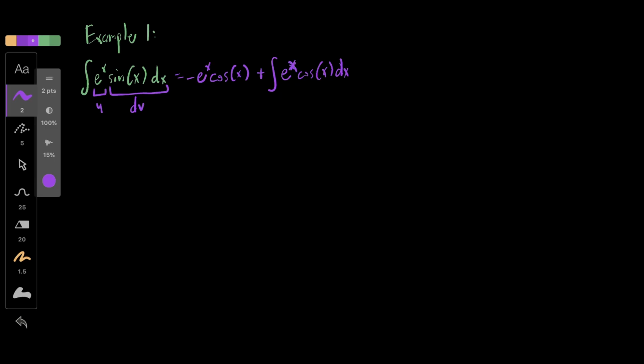But now we have another integral, so we do the other tip. We repeat the process. This is u and this is dv. So this becomes negative e to the x cosine of x plus e to the x sine of x minus the integral of e to the x sine of x. Now this is confusing because we just have our integral back again. So what are we going to do now?